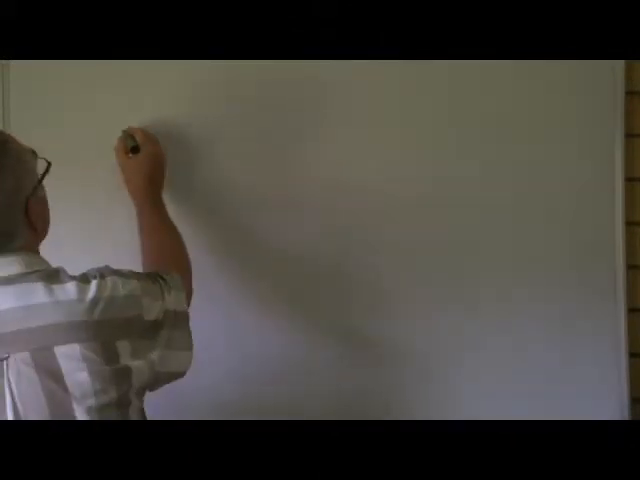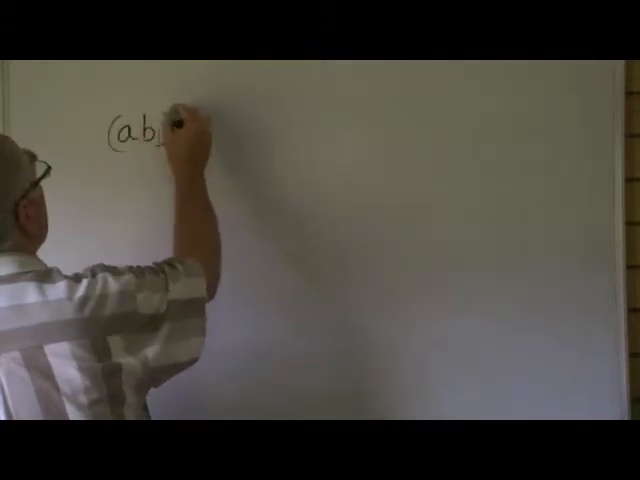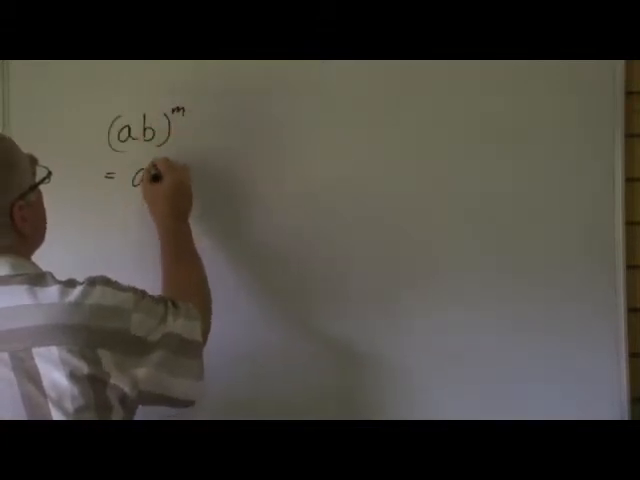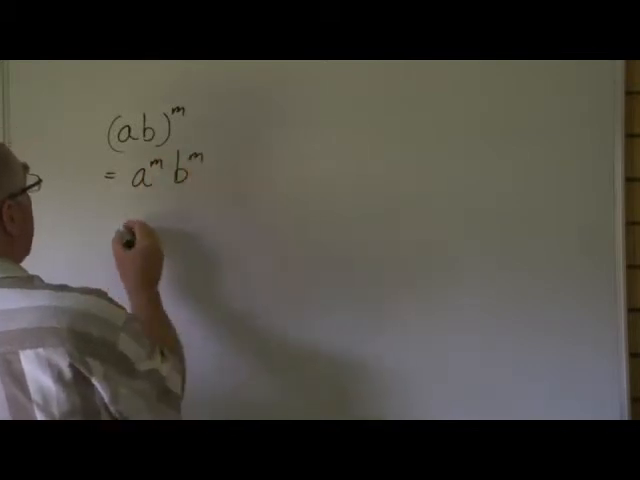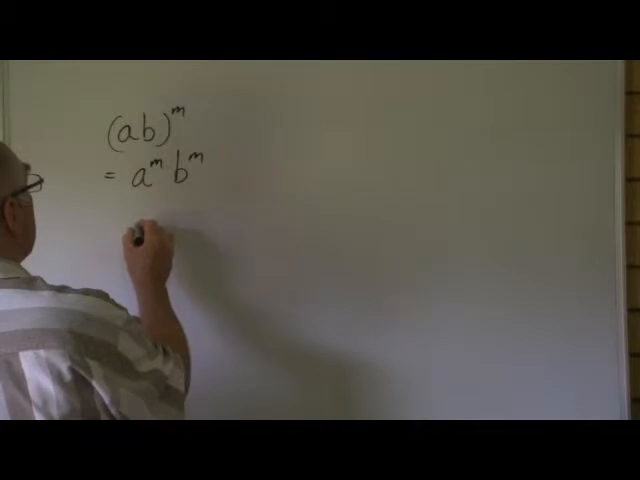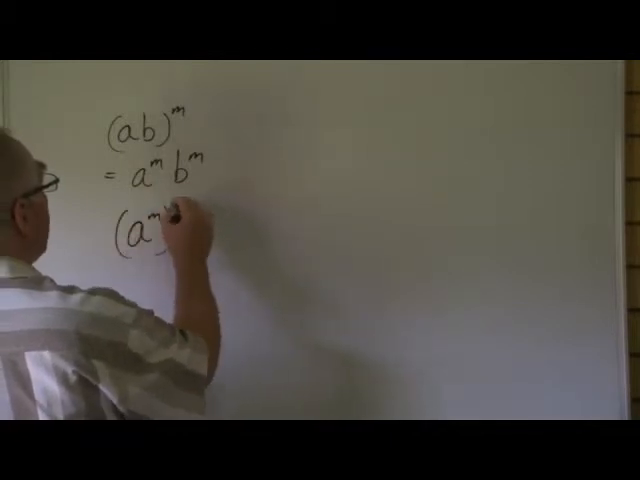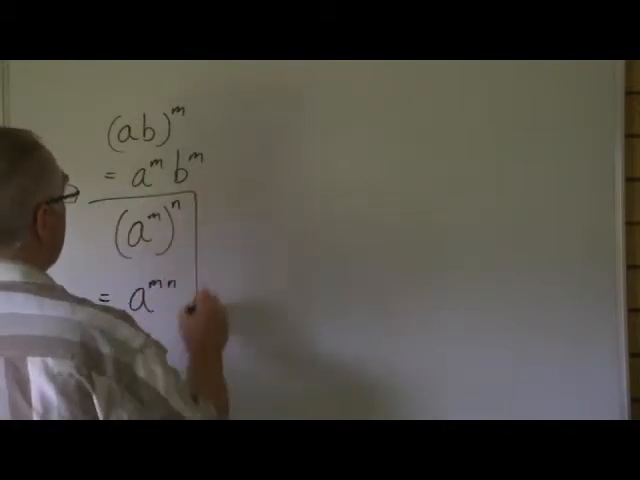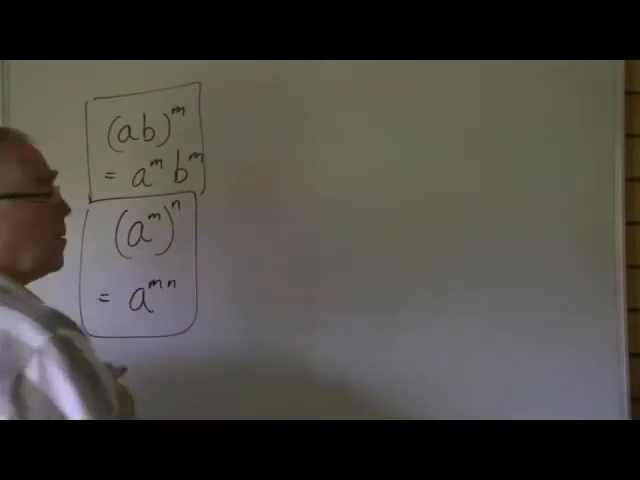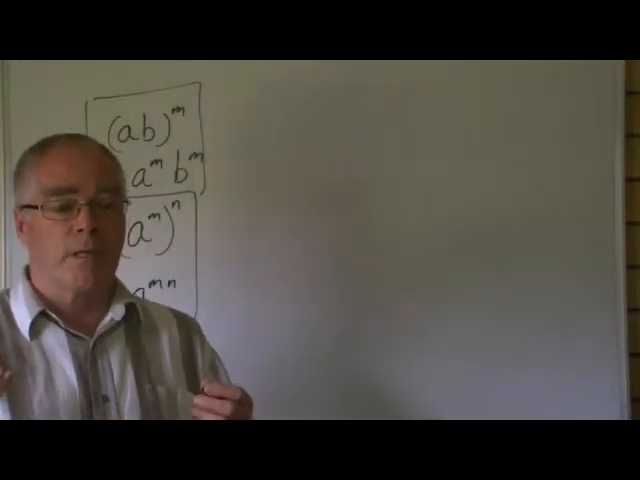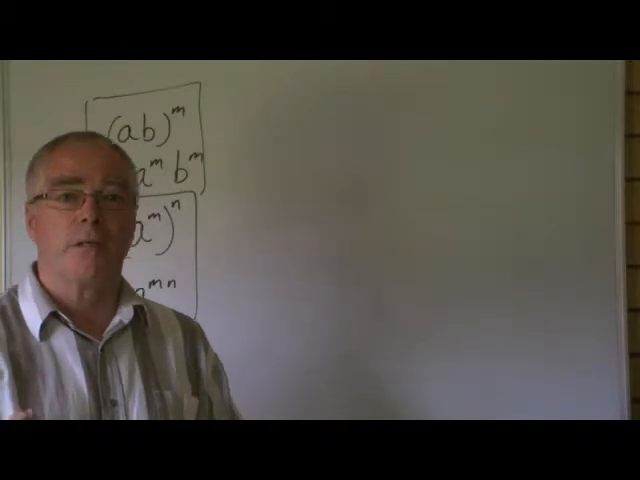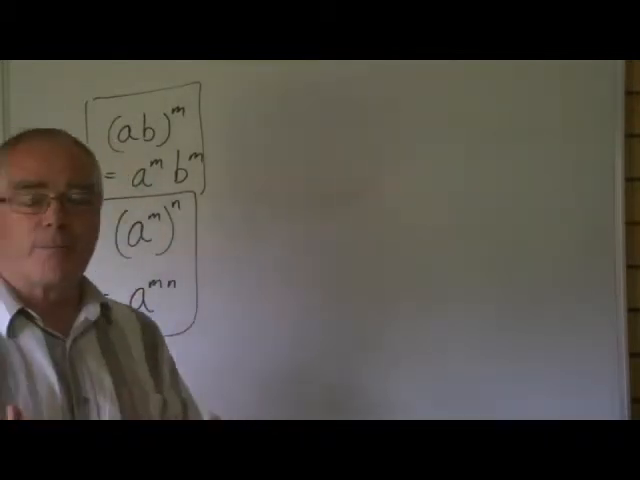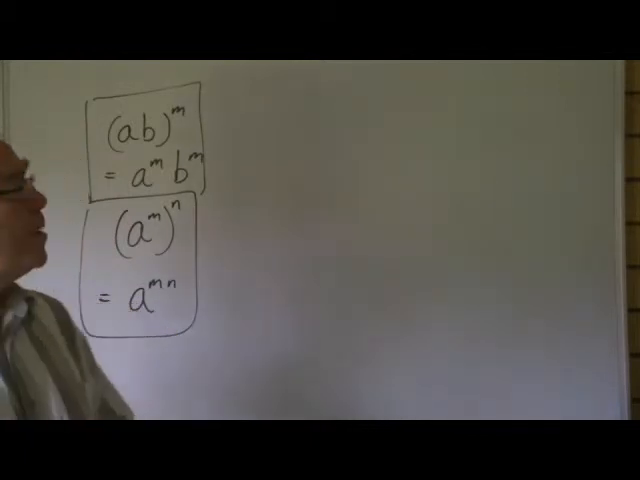You've just seen the development of two index laws. Those were that a times b all to the power of m is equal to a to the m, b to the m. And the other one was that if I've got something like a to the m and all of that is raised to the power n, then that's equal to a to the m times n. So those are our two laws. Ironically, when we're working in a bit more of the real world, these two don't get used separately. They sort of get used together. I'll give you an example.